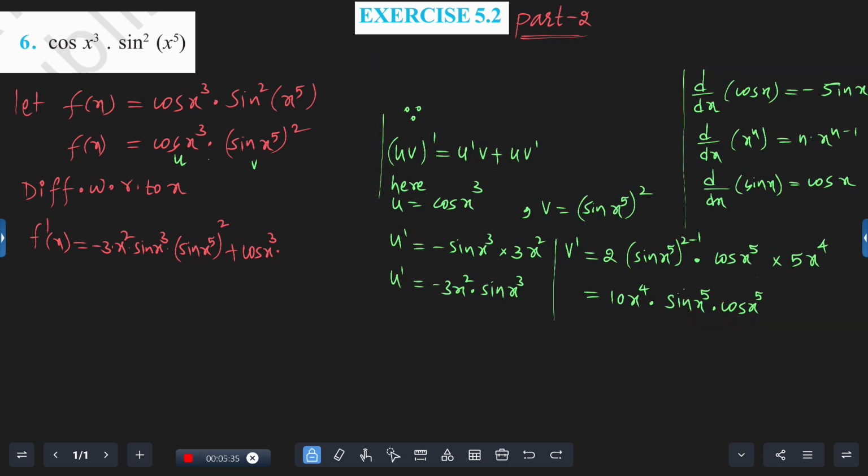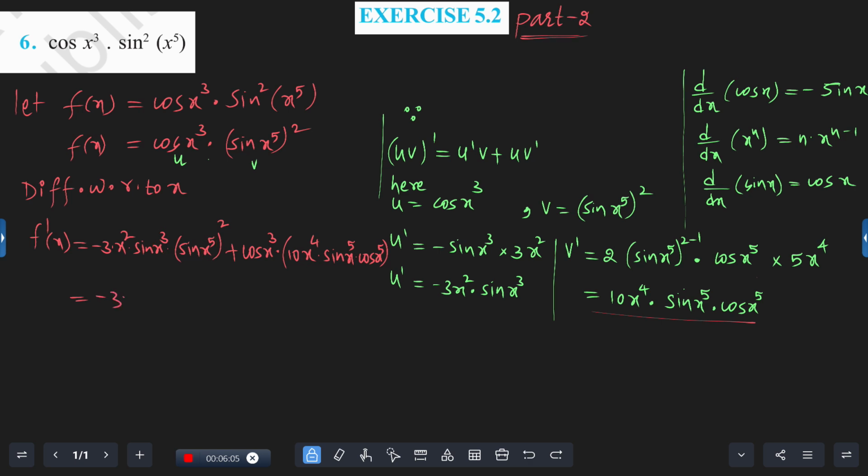Right. Now see children, what is that? U we have v dash, here we have this whole thing. So what is that? 10 x power 4 sine x power 5 into cos x power 5. That's it. Okay. Now we can simplify this. This one angle x power 3, x power 5, we cannot simplify. Let it be as it is.